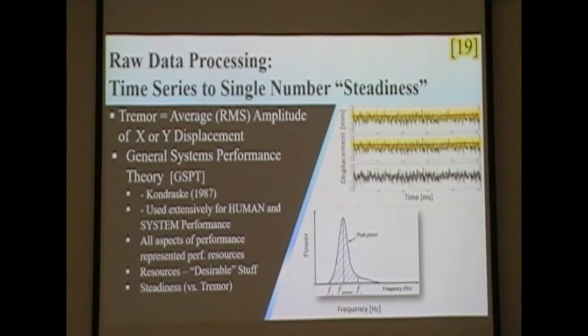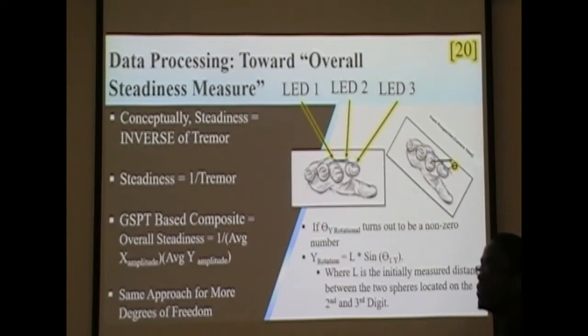With these numbers, we'll apply the General Systems Performance Theory, which we're going to get into in the next slide, which will basically help us get that one number that we need in order to quantify our system. So we're going to start with the relationship between steadiness and tremor. We're going to use the inverse relationship law to compare the two. So one would be your tremor, and the inverse of that would be your steadiness.